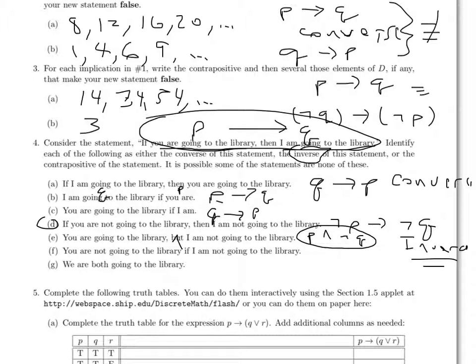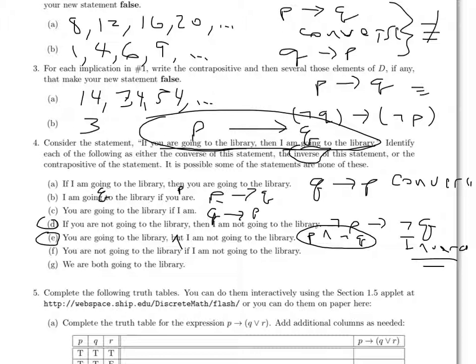Remember, if the original sentence says, if you were going to the library, then I am, then for that to be a lie, it would take you going to the library and me not. So in other words, P and not Q has to happen in order for the original to be a lie. So E is not any of those things that I listed, converse, inverse, or contrapositive, but it actually is related to the original statement. It's the negation of the original statement.